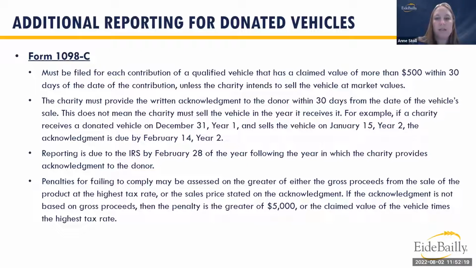The penalties typically are assessed at the greater of either the gross proceeds from the sale of the vehicle, multiplied at the highest tax rate, or the sale price as stated on the acknowledgement. So if the acknowledgement is not based on gross proceeds, then the penalty winds up being based on the greater of either $5,000 or the claimed value of the vehicle times that highest tax rate. So it can get to be quite spendy if you fail to timely comply with these requirements.